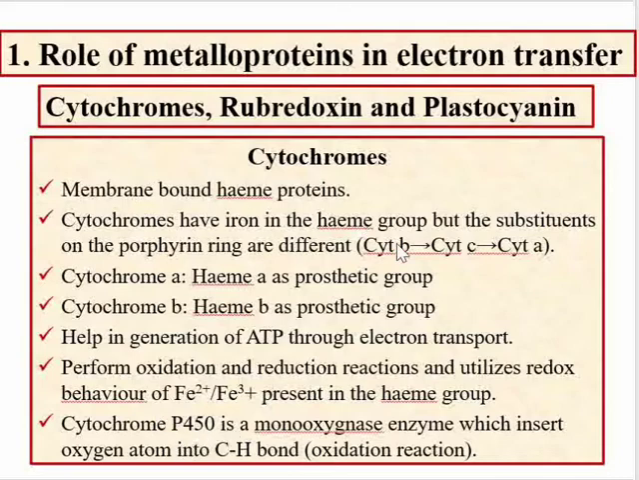So these three, cytochrome B, cytochrome C, and cytochrome A, perform the function of electron transfer in the biological system.